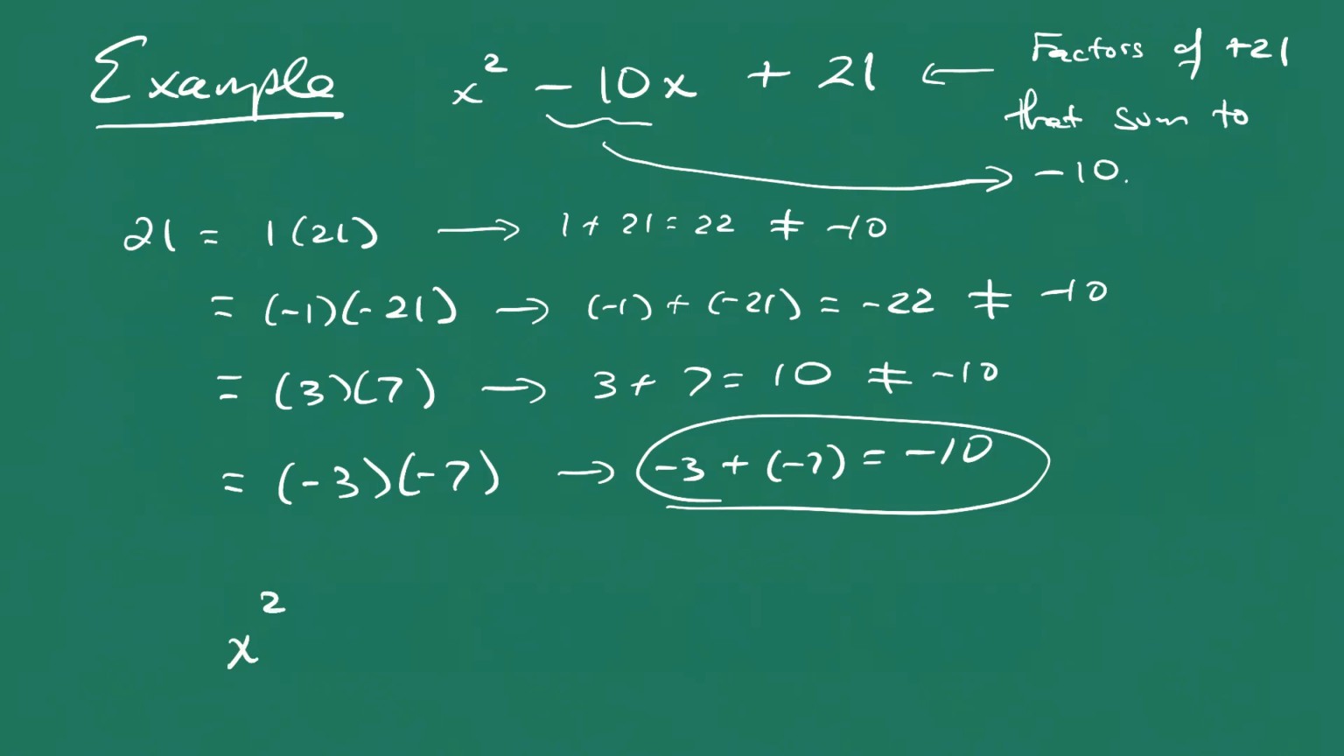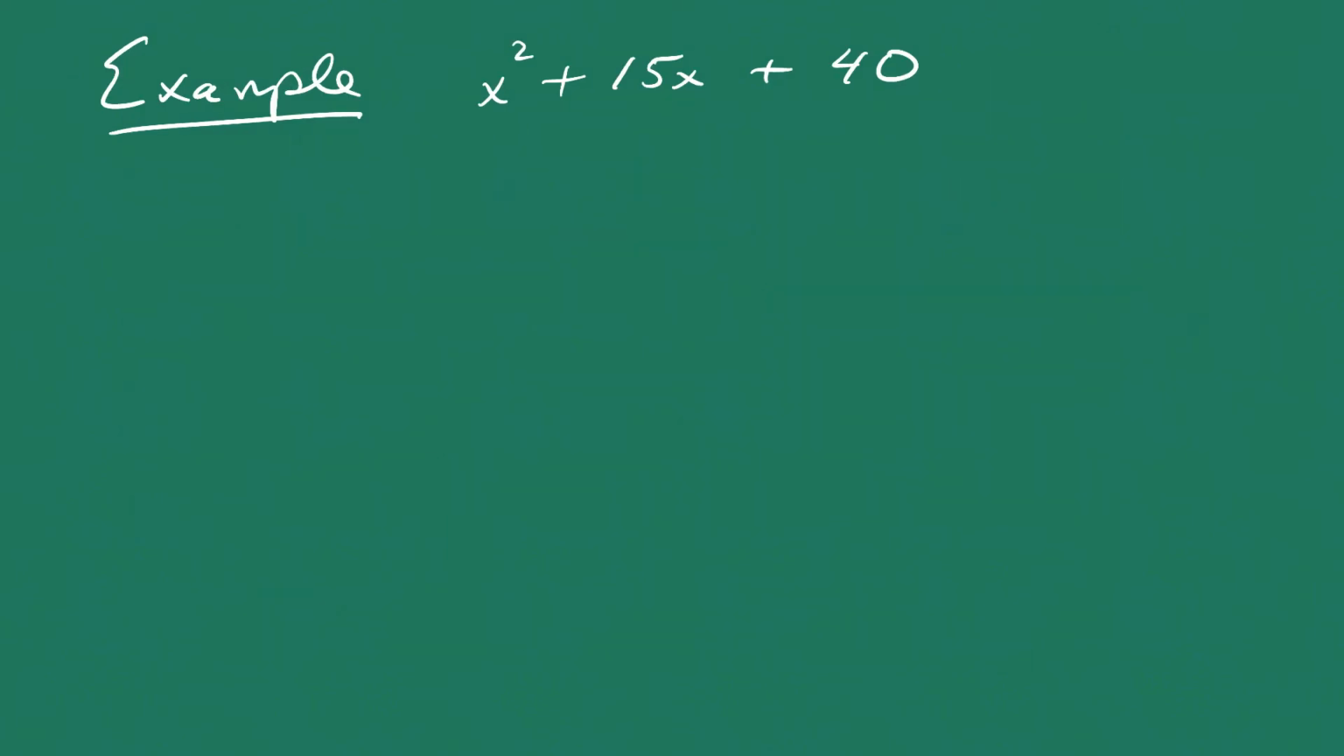And so our quadratic x squared minus 10x plus 21 ends up factoring as x minus 3 times x minus 7. So finally, one important part of this possible shortcut is being able to see quickly when this shortcut is not going to work.